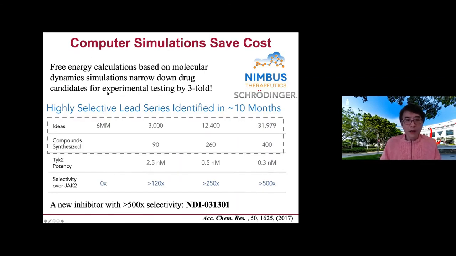And this whole process takes about 10 months to go from the beginning to identifying the lead compound. Identifying the lead compounds and the preclinical studies is only the first step of drug discovery. You still have to do the clinical trials, right? But at least this process has been reduced down to only 10 months, so that's already quite an acceleration.